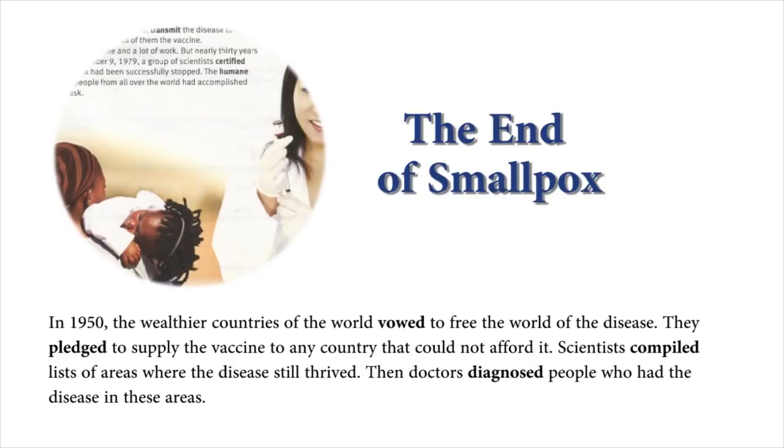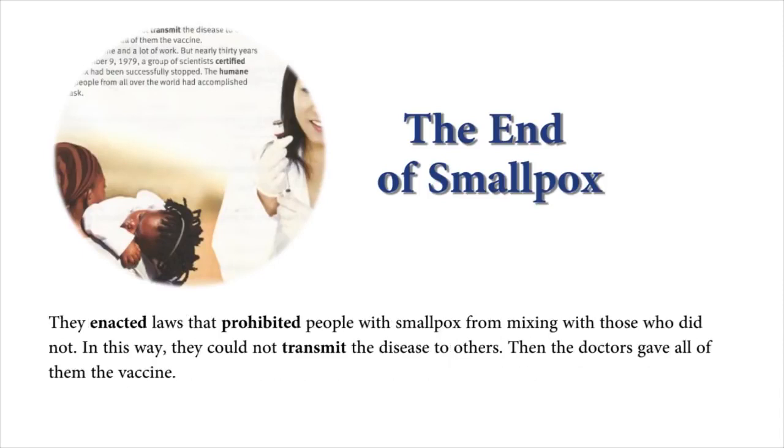Scientists compiled lists of areas where the disease still thrived. Then doctors diagnosed people who had the disease in these areas. They enacted laws that prohibited people with smallpox from mixing with those who did not. In this way, they could not transmit the disease to others. Then the doctors gave all of them the vaccine.